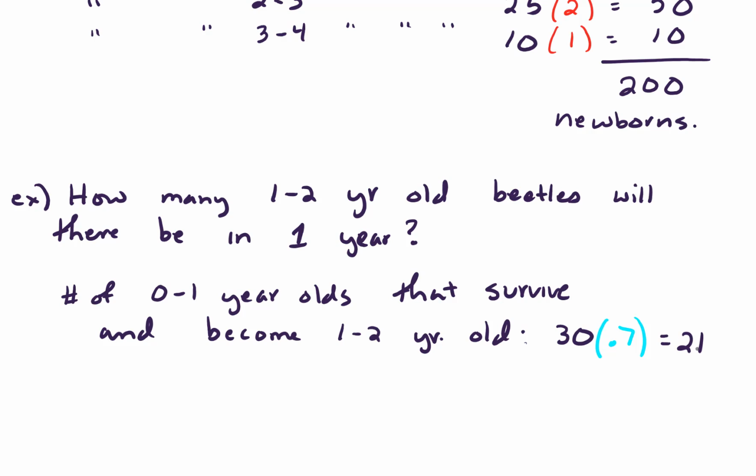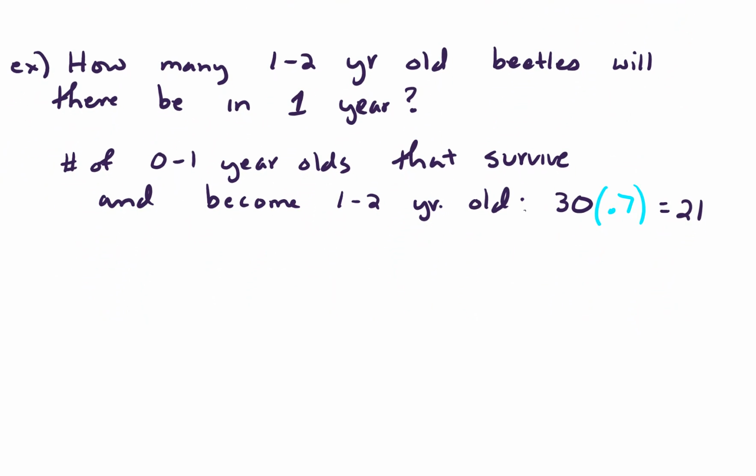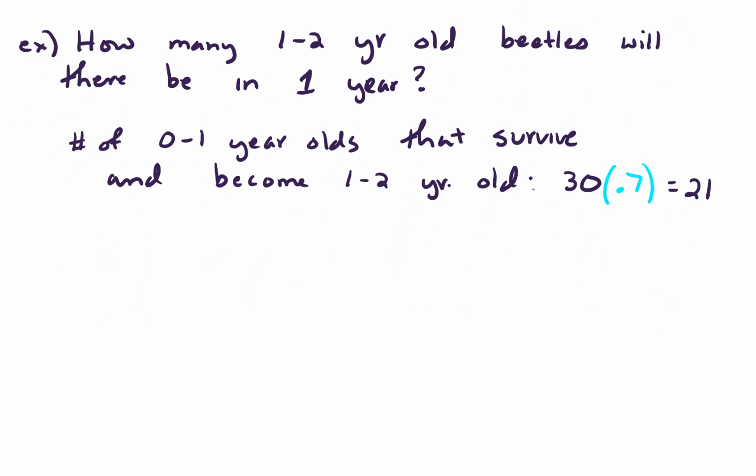We could continue this analysis to compute how many beetles there are between 2 and 3 years of age and so forth. But this gets a little bit tedious, and so it's going to be much more efficient if we look at encoding this in a matrix and look at what's going to happen in the long term, which ultimately leads us to an eigenvalue exploration.